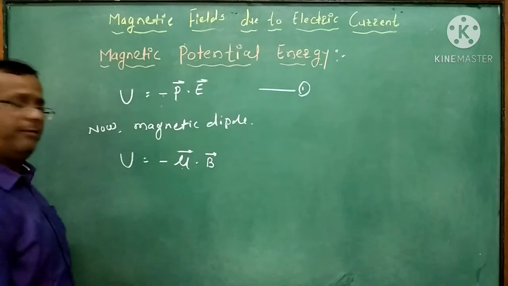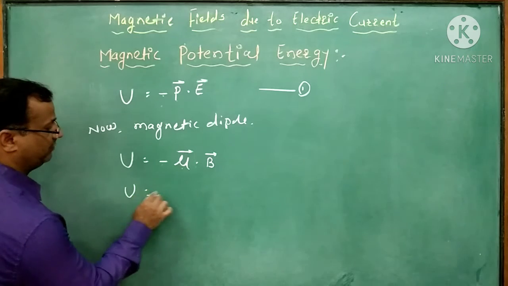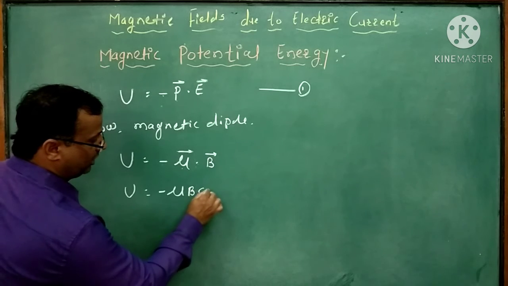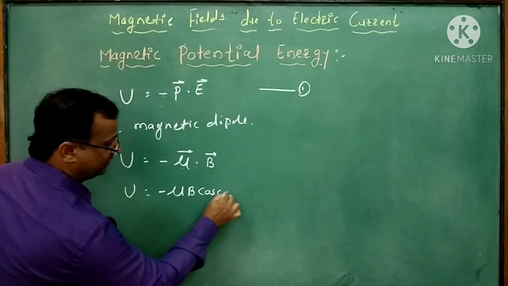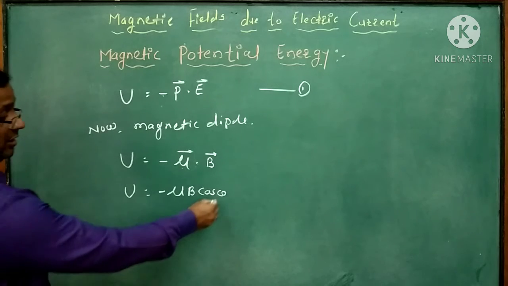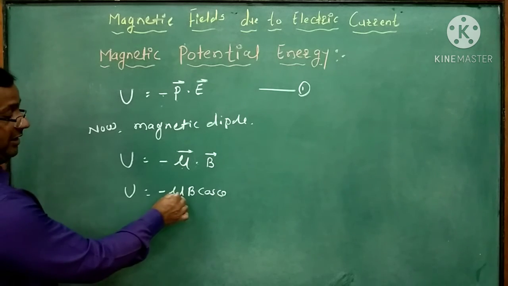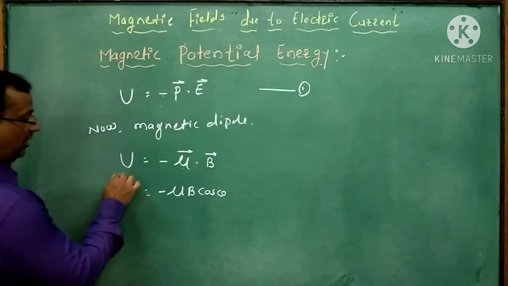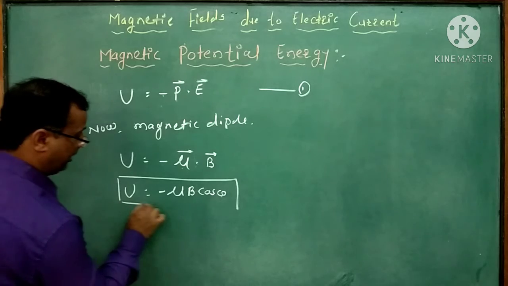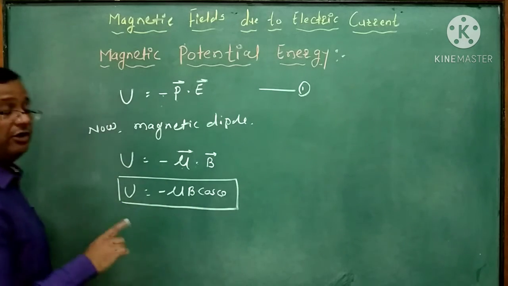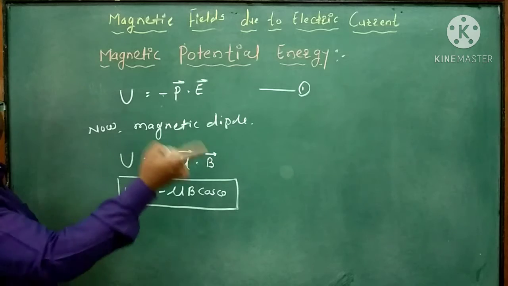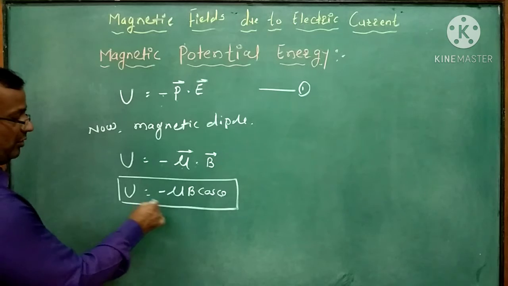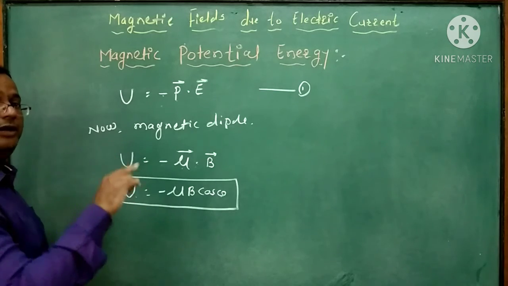In terms of magnitude, U is equal to minus mu B, here the dot product. So instead of this dot, we simply take cos theta. Here theta represents the angle between mu and B. Right? So this will be the equation of the magnetic potential energy of a magnetic dipole inside the external magnetic field. Now we want to find out the value of U in different cases.